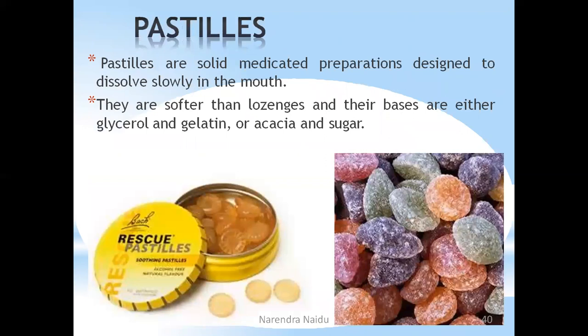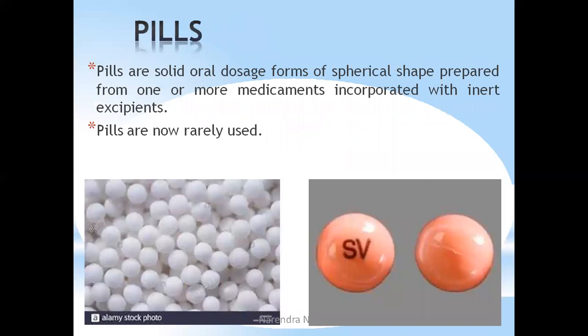Next, pastils. You can see pastils here. Pastils are solid medical preparations which dissolve slowly in the mouth. When you keep these pastils in the mouth, they are sweet or salty in taste, and they are designed to dissolve slowly. They will dissolve slowly in the mouth and provide their action. So these are called pastils. Next, pills. Pills are also solid oral dosage forms which have a spherical shape. They look like tablets, but they are spherical in shape, and are prepared from one or more medicaments.